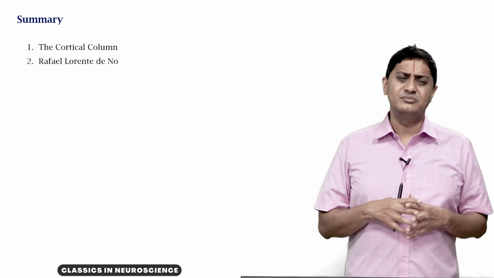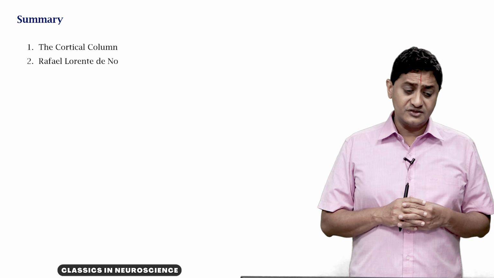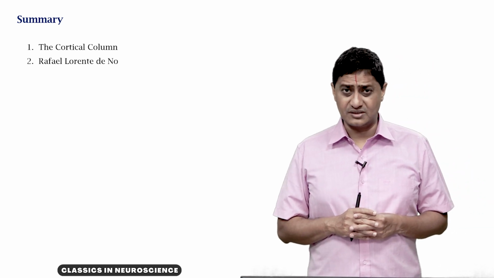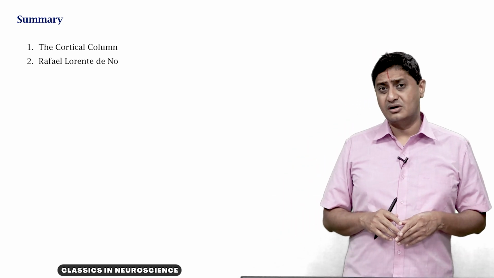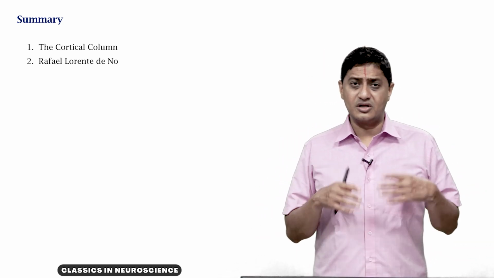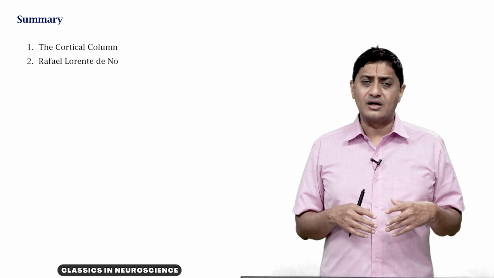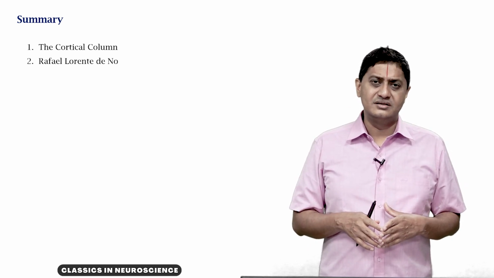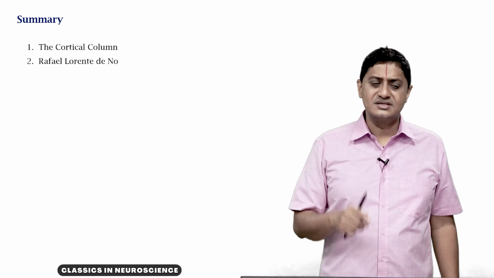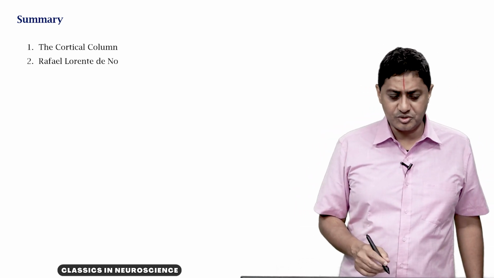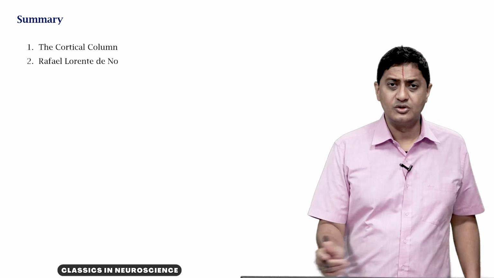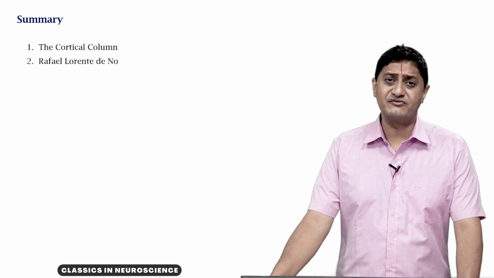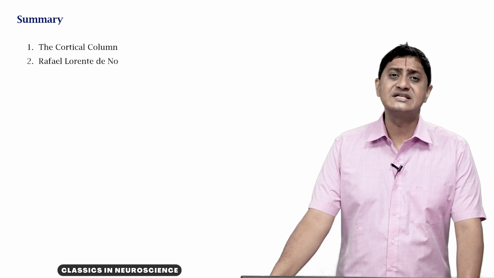With this, we come to the end of this video. In this video, we looked at the concept of the cortical column, and how neuronal organization happens around a central vertical cylinder, and neurons connect to this central neuron, and the contribution of Raphael Laurent de Nó towards conceptualizing and visualizing this crucial concept of functional organization within the cerebral cortex.